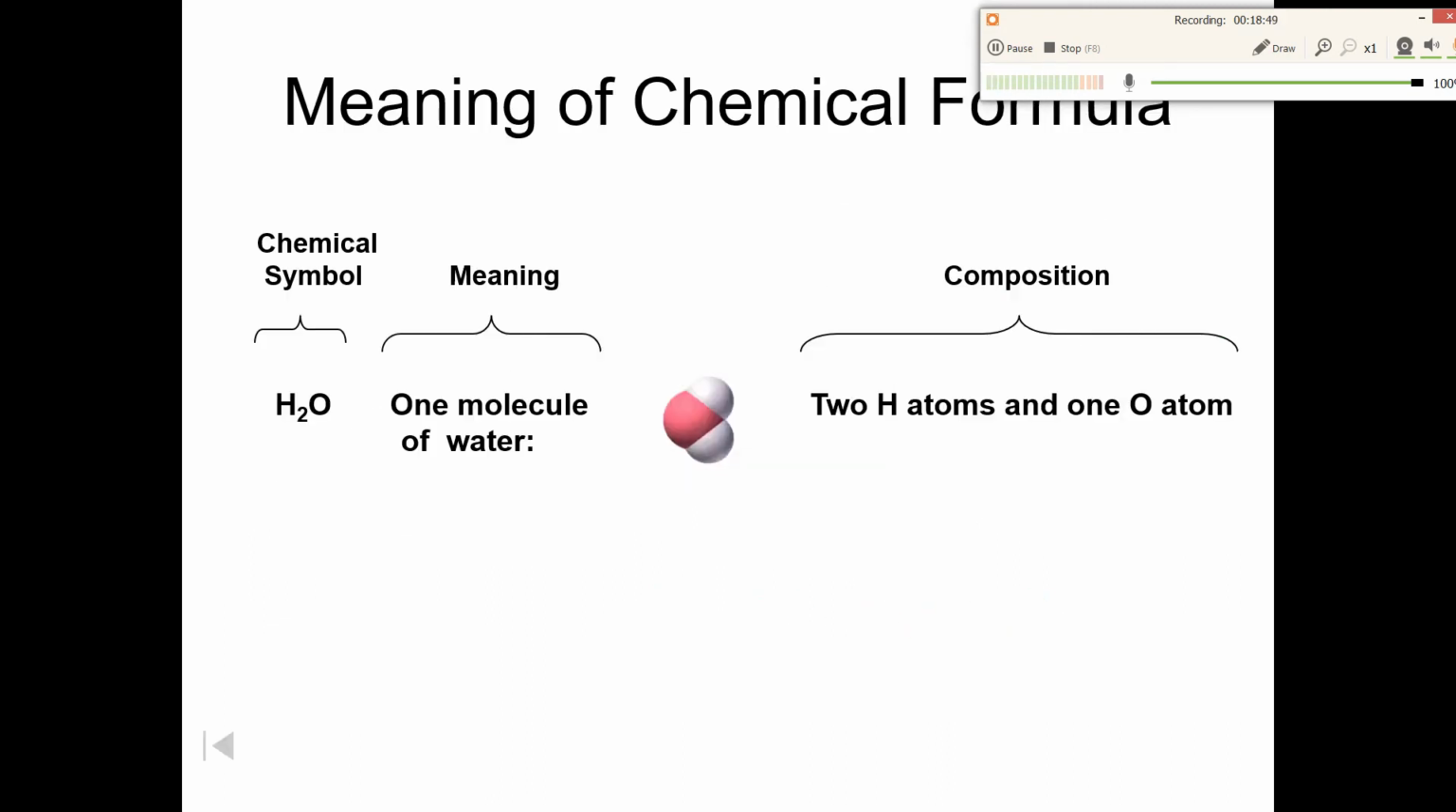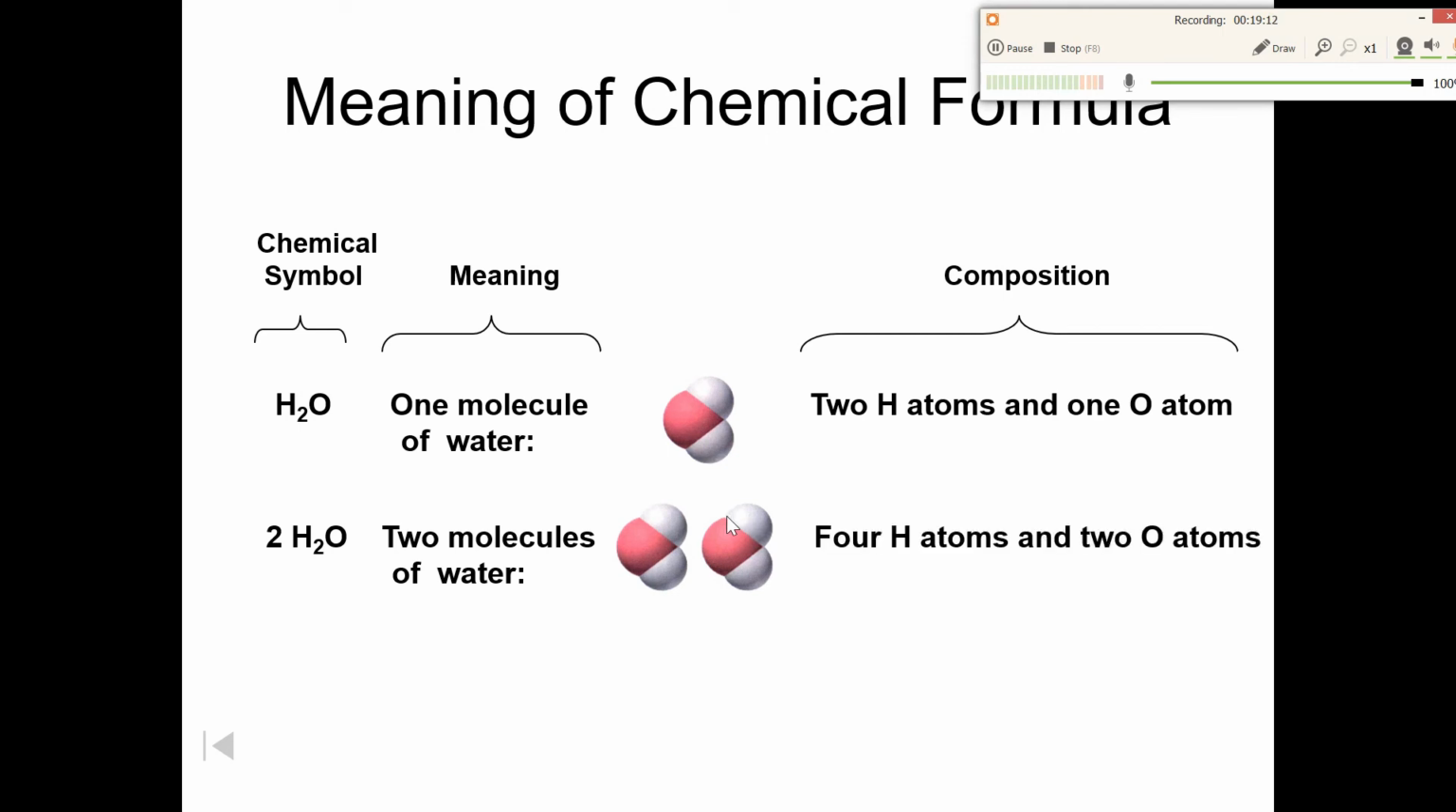Whenever a chemical formula is written, it has a meaning to it. Like if we write the chemical symbol of water as H2O, it means one molecule of water, and its composition is 2 atoms of hydrogen and 1 atom of oxygen. In a similar way, if we write 2H2O, it means 2 molecules of water, in which 2 atoms of oxygen and 4 atoms of hydrogen are present.